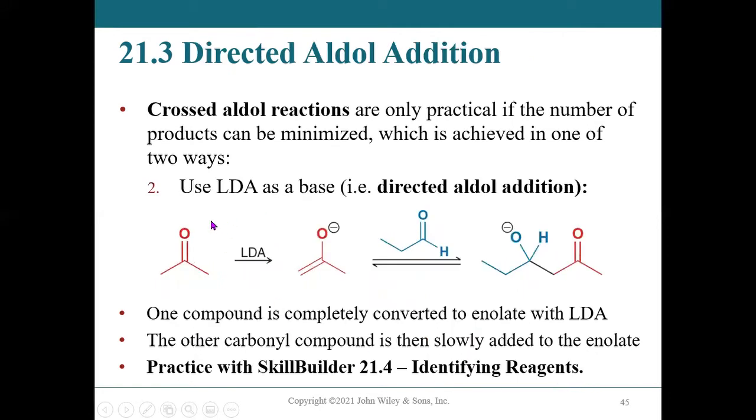The second way to perform a useful cross aldol reaction is using LDA as a base. This is called the directed aldol addition. We can use LDA to first produce the enolate. Once the enolate is produced, then we add in the second substrate. So one carbonyl compound is completely converted to the enolate with LDA. The other carbonyl compound is then slowly added to the enolate.